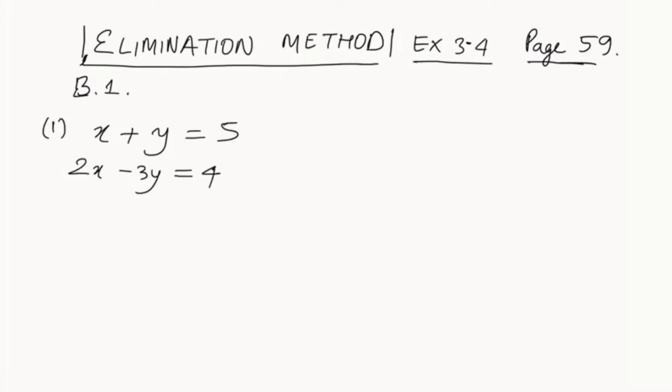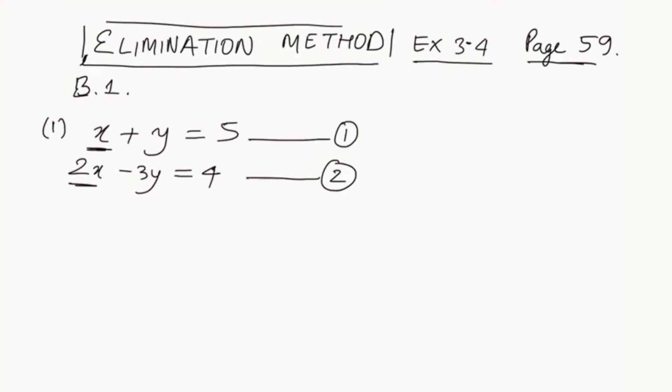So we name this equation 1 and this equation 2. What is important here in the elimination method is we have to look at this very carefully. In the first equation, there's no number in front of x, which means it is 1. So we write the number 1 here, and here it's 2. Since we cannot reduce it further, we multiply equation 1 with this number and equation 2 with this number.